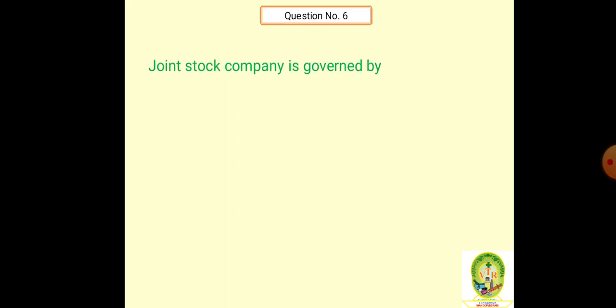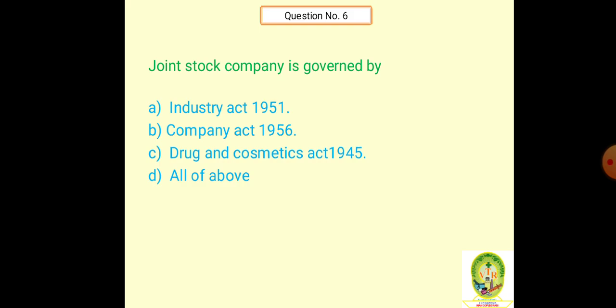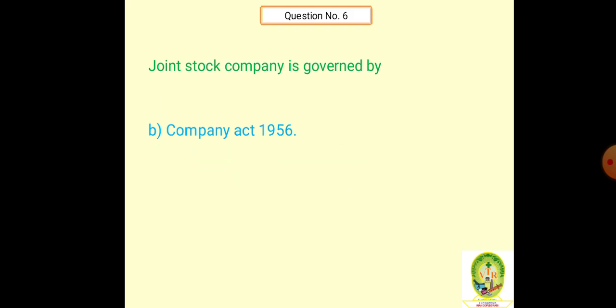Joint stock company is governed by? Options are A. Industry Act 1951, B. Company Act 1956, C. Drug and Cosmetic Act 1945, D. All of above. Right answer is B.